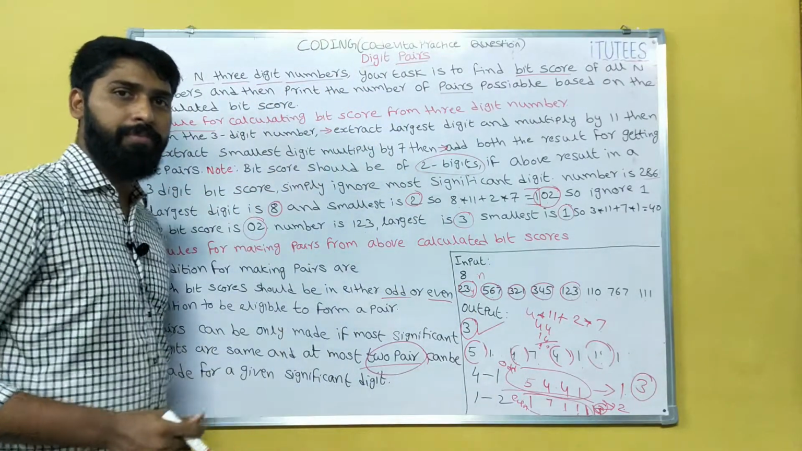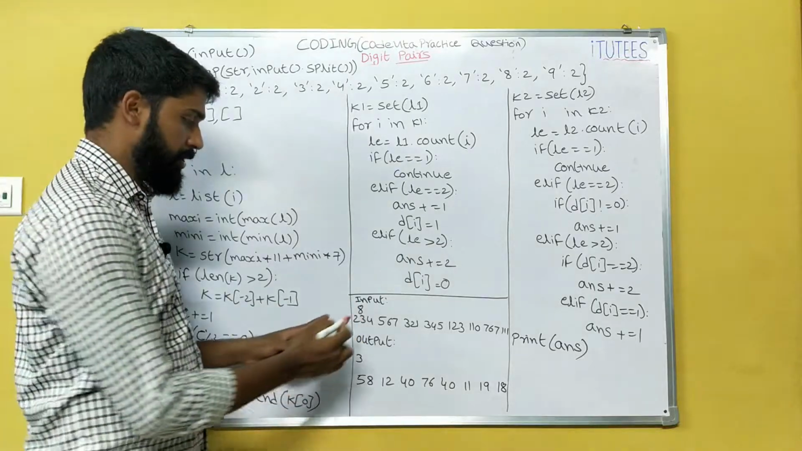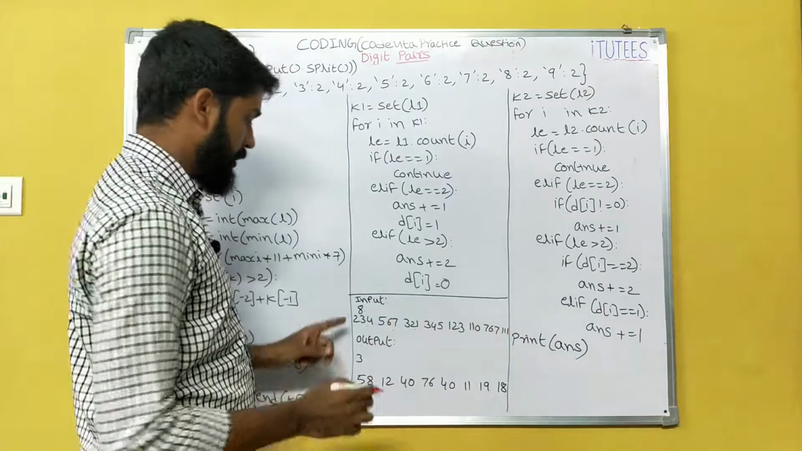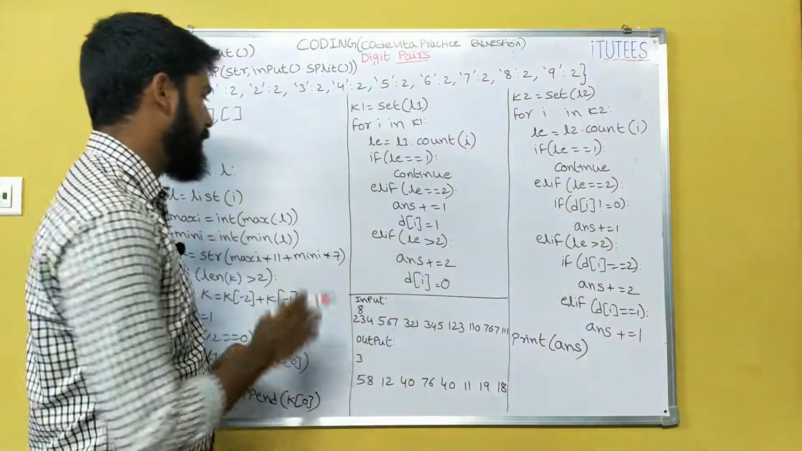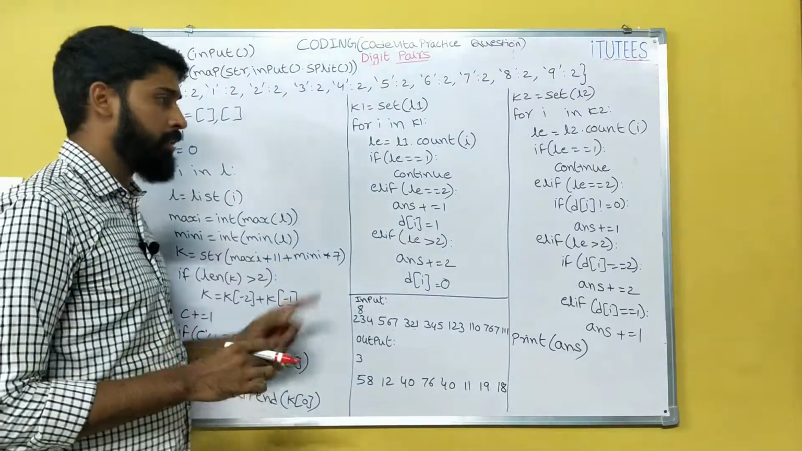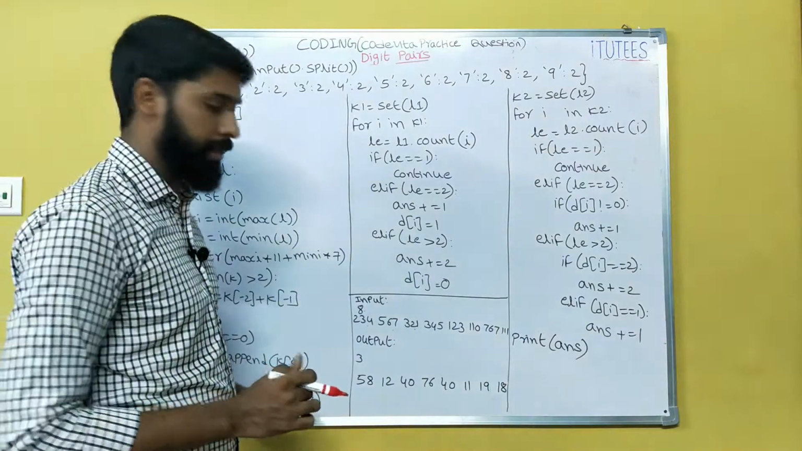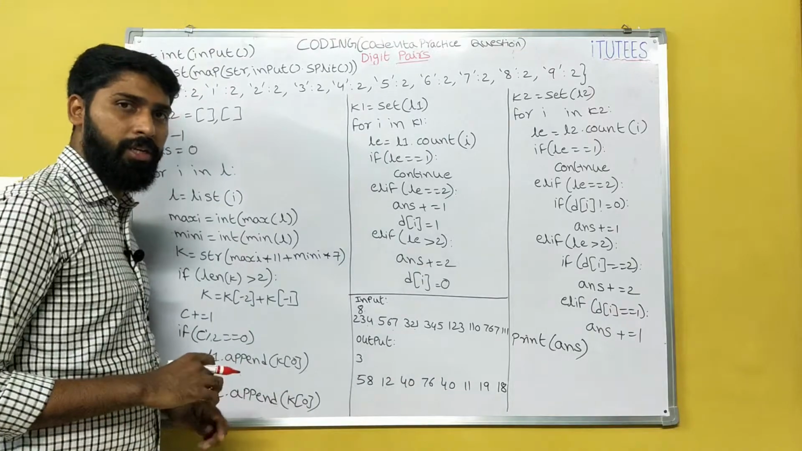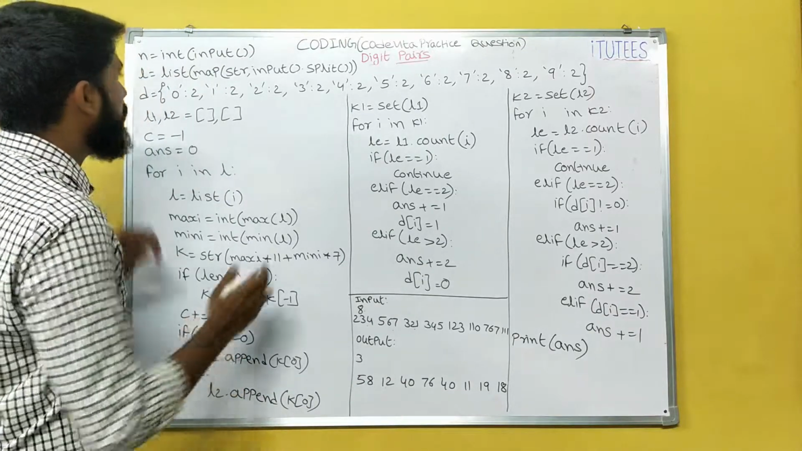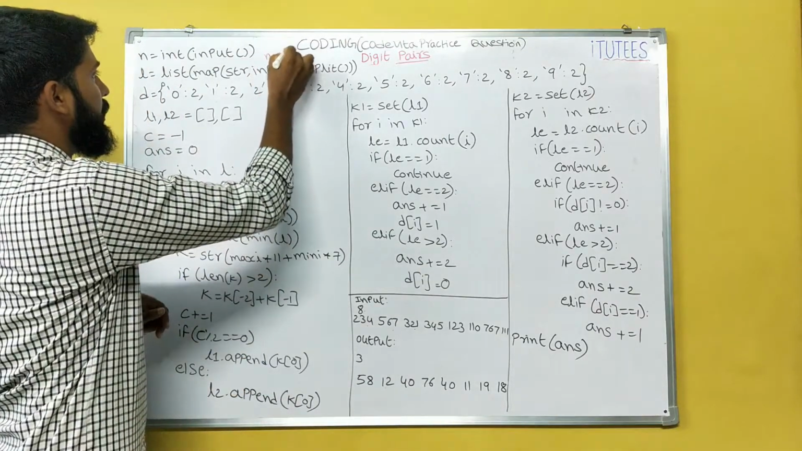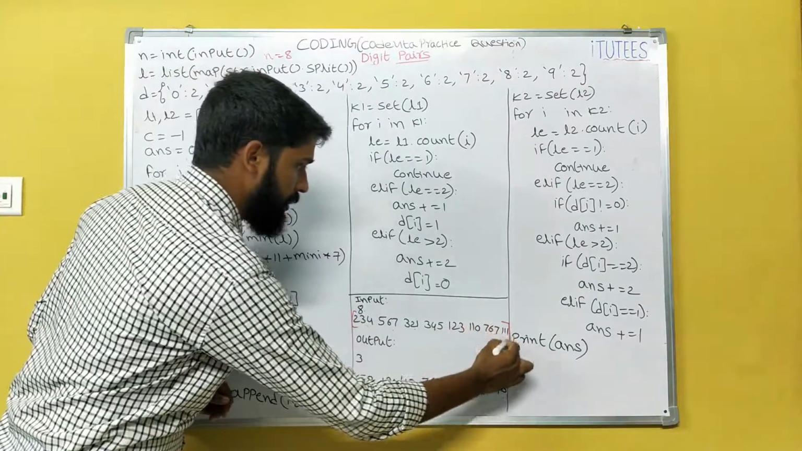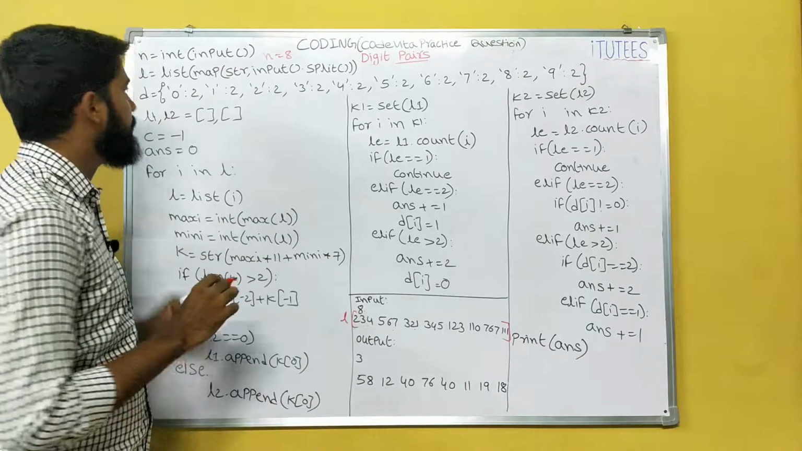Now we can see the program. This is the input, 8 3-digit numbers. There are 2 rules. One is to find the bit score and another is to find the pair. These are the bit scores. We can see how we get them. So n equals 8, and this is the list L.